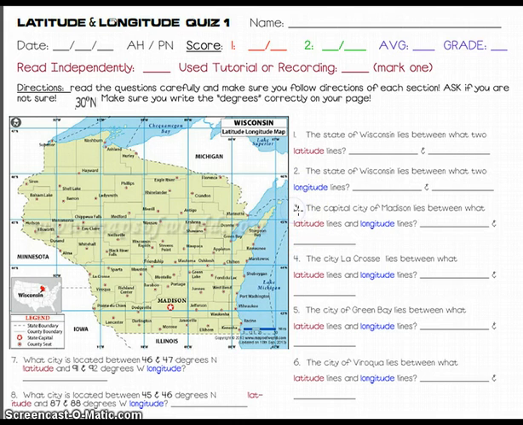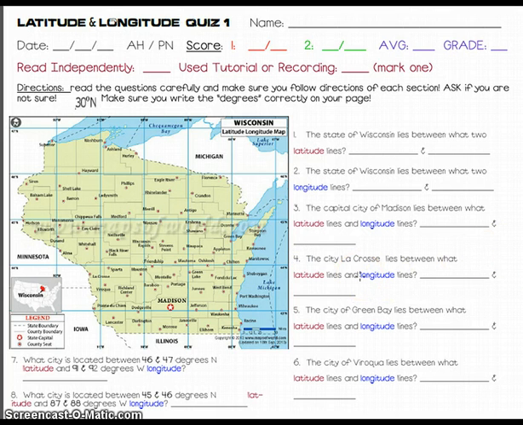Number 3, the capital city of Madison lies between what latitude lines and longitude lines? So in this first line, why don't you just put the latitude, and on this line put longitude. Pause and mark your answer.